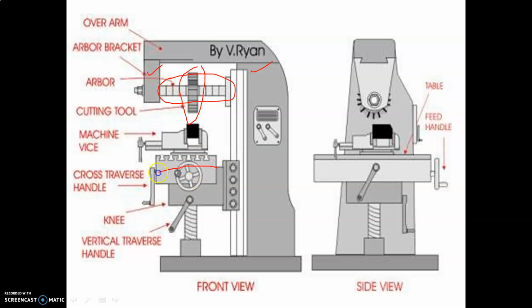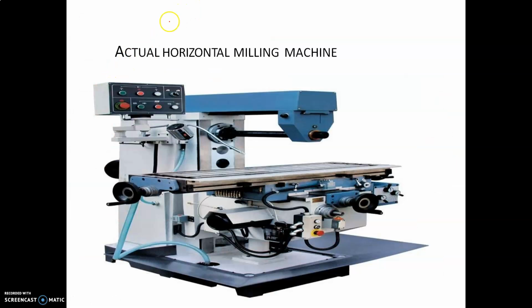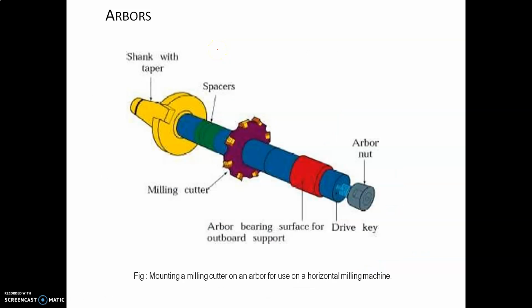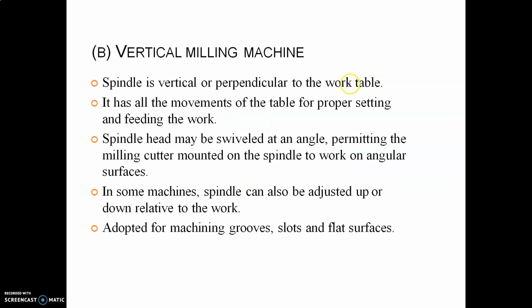This is called the knee or supporting table. This is called the knee. This is the table with slots, T-slots. The machine vise can be placed here. It's a multi-point cutting tool that rotates against the job. This is an example of a horizontal milling machine. The arbor is the main important part in the milling machine: arbor nuts, spacers and milling cutter.